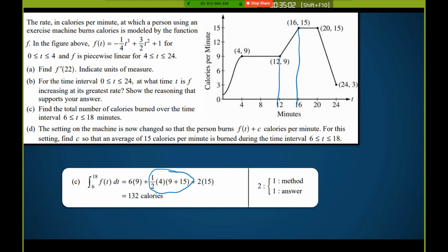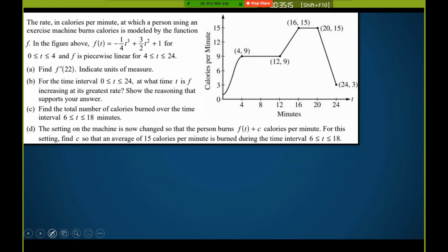Okay, for part D. Our settings change so that the person now burns f of t plus c calories per minute. Find the constant c so that an average of 15 calories per minute is burned during the time interval from 6 to 18. Okay, so first, last week we talked about a formula for average value. Does anyone remember the formula? This might have been 2 weeks ago, I don't remember.